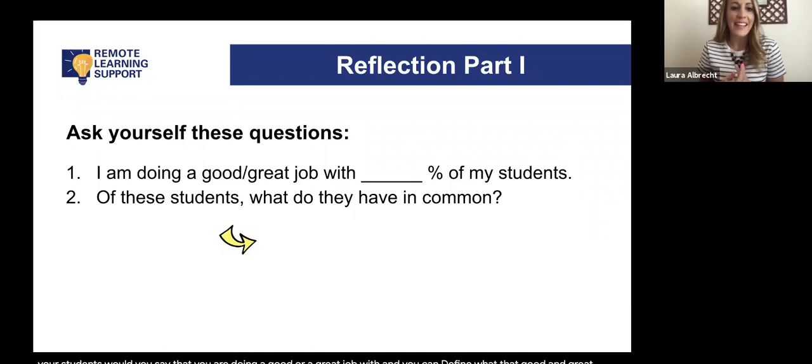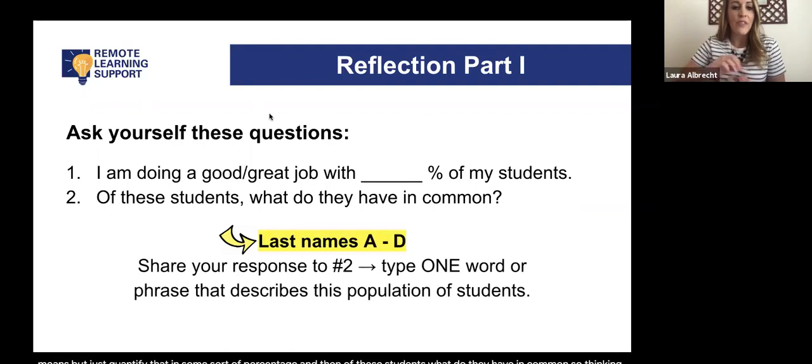And then, of these students, what do they have in common? So think of adjectives to describe them. If last names A through D could respond in the chat, just to number 2, a word or a phrase that would describe that population of students. If you can take a moment, respond in the chat if your last name starts with A through D.